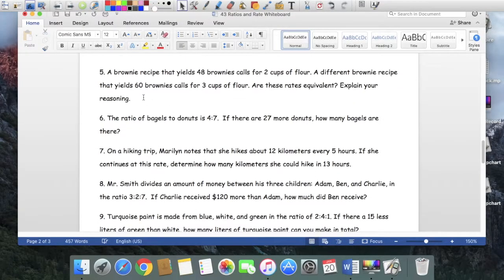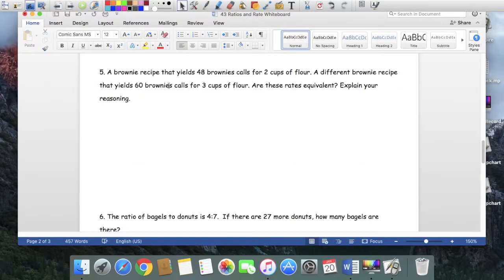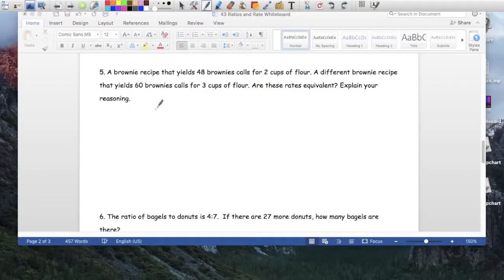5. You got a brownie recipe, and it says you have to use 48 brownies, and you get 2 cups of flour. And the other one is 60 brownies, and you have to use 3 cups of flour. Are these rates equivalent? Is this 48 over 2 the same thing as 60 over 3?